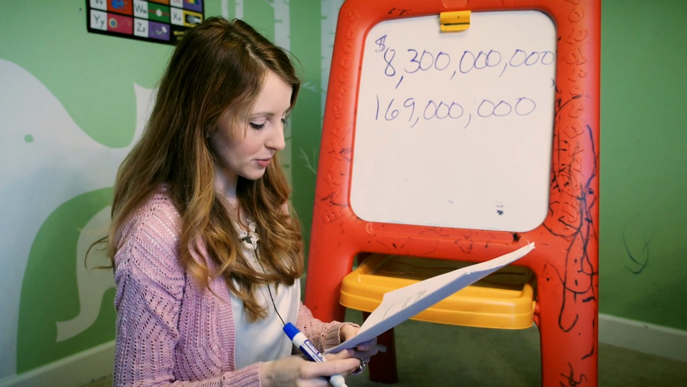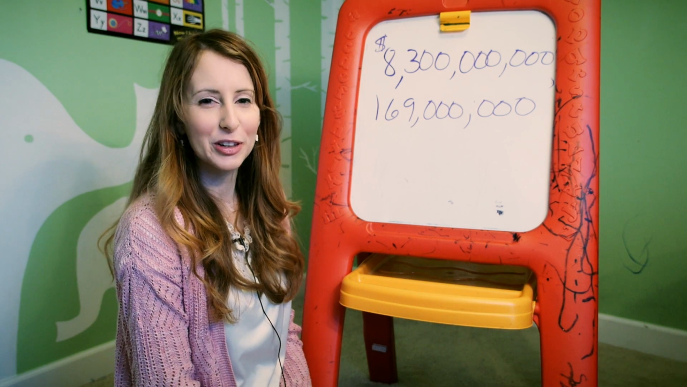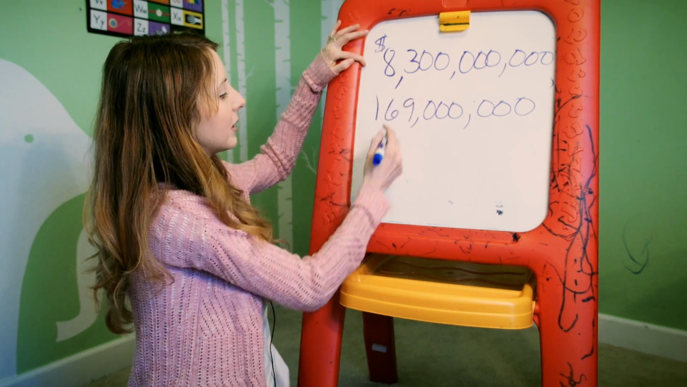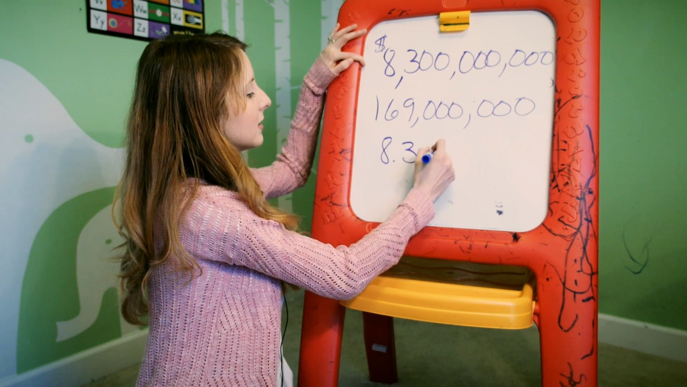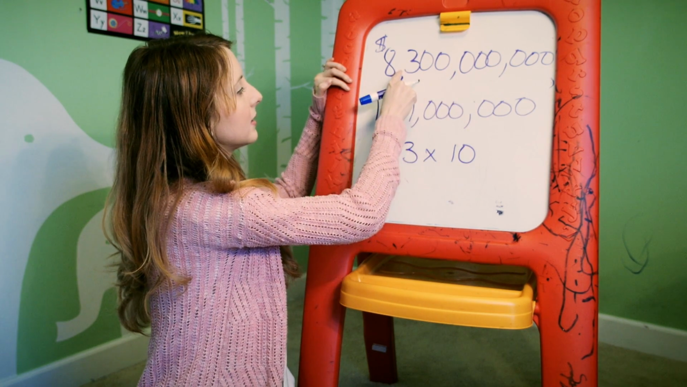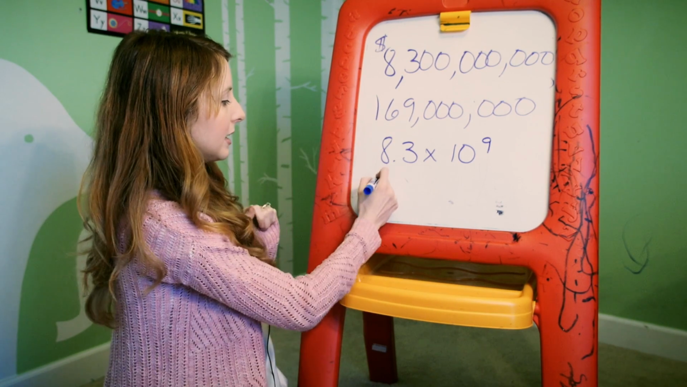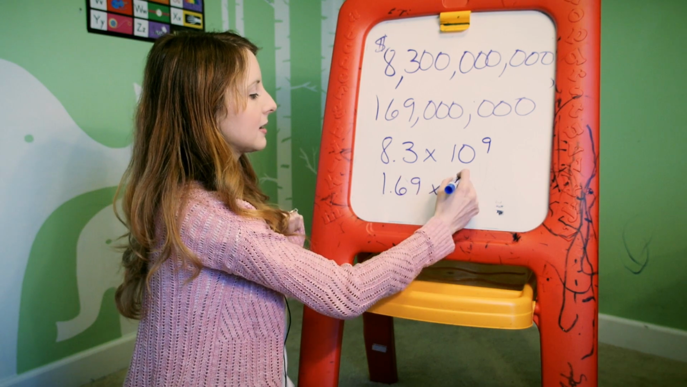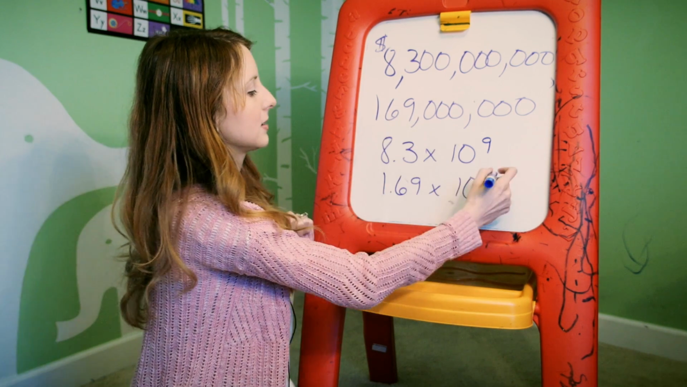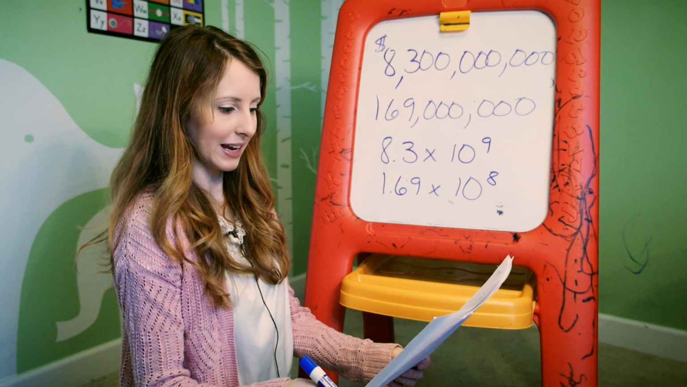All right, let's turn those numbers into scientific notation. We'll do this pretty fast because I'm sure you're getting the hang of it. For the 8.3 billion, we're going to take our decimal point and put it here. 8.3 times 10 to the, well, we moved it 3, 6, 9. And then for 169 million, our decimal point would go right here. 1.69 times 10 to the 3, 6, 7, 8th power. All right, I think we've got that down.